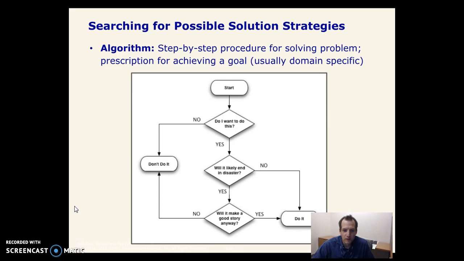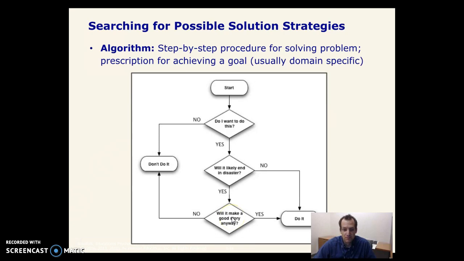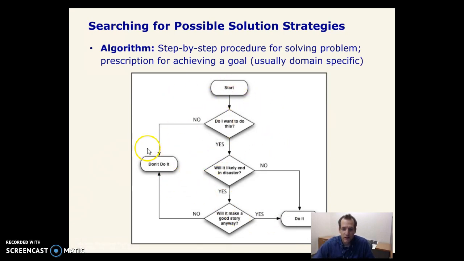So this was one of should you do it or not. So start: do you want to do this? No, don't do it. Yes, will it likely end in disaster? If the answer is no, then you should do it. If the answer is yes, then there's one more step. Will it make a good story anyways? If the answer is yes, then maybe you should do it. If it's no, then don't do it. So this is a little process. Theoretically, if you follow this algorithm to solve your problem, it should get you to the right answer. It can work. That's a specific procedure.